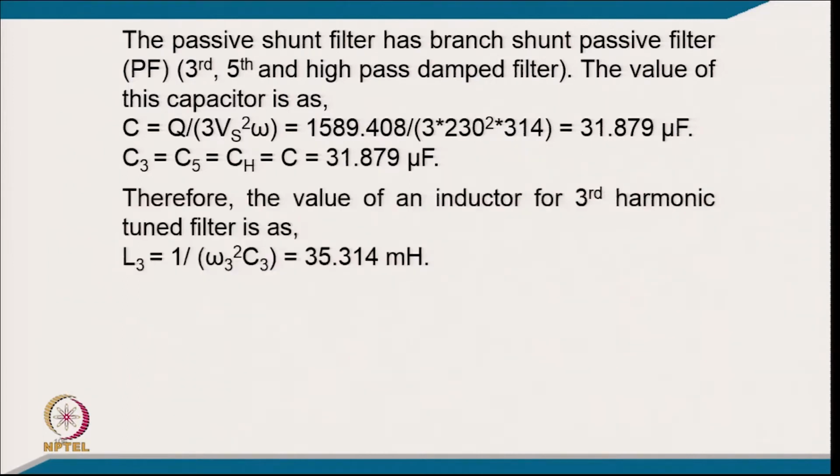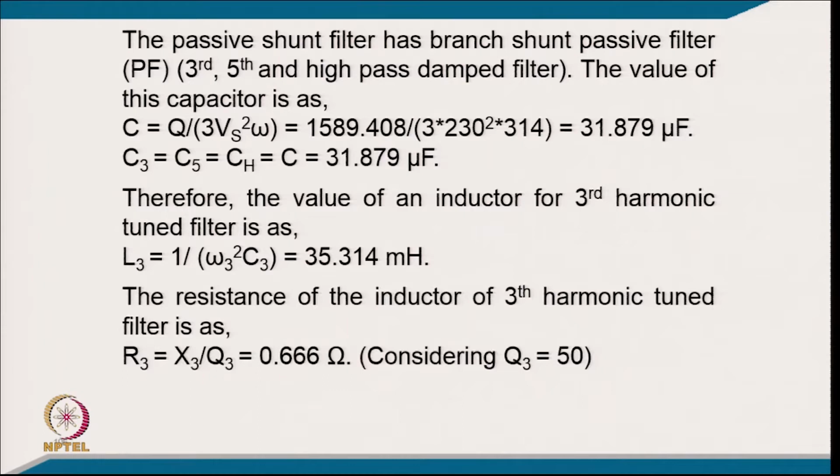Therefore, the value of inductor for the third harmonic is obtained by tuning with this relation. So, 1 by omega 3, that is 3 times omega 1 into C3, putting the value, L3 comes 35.314 millihenry, and the resistance of the inductor for third harmonics from the quality factor, considering a quality factor of 50, is X3 by Q3. So, it comes 0.66 ohm.